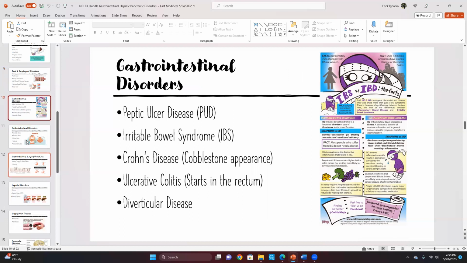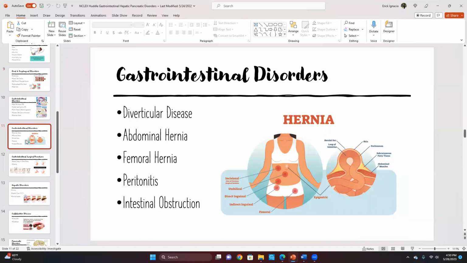Let's go to hiatal hernia. So this is a portion of the stomach that protrudes through the esophageal hiatus of the diaphragm into the chest. Contributing factors to this are high-fat diet, caffeinated beverages, tobacco products. Medications that can contribute are calcium channel blockers, anticholinergics, and your nitrates. Obesity can also contribute to hiatal hernias.